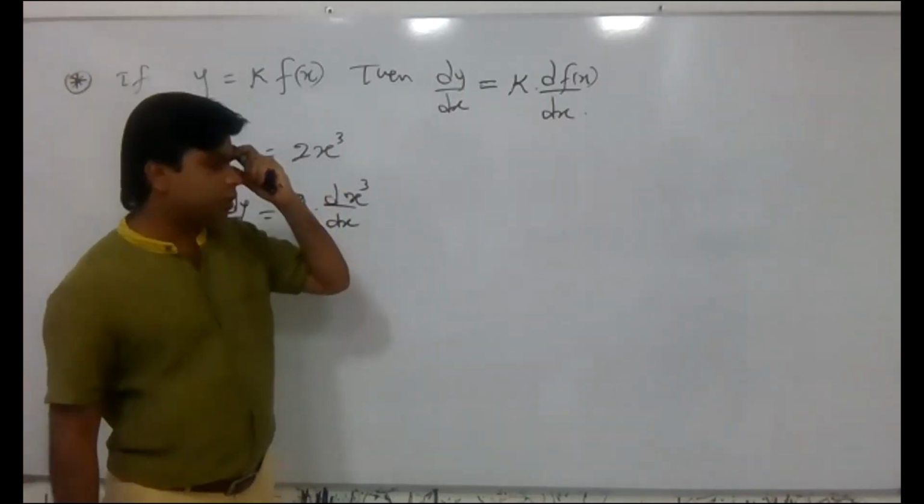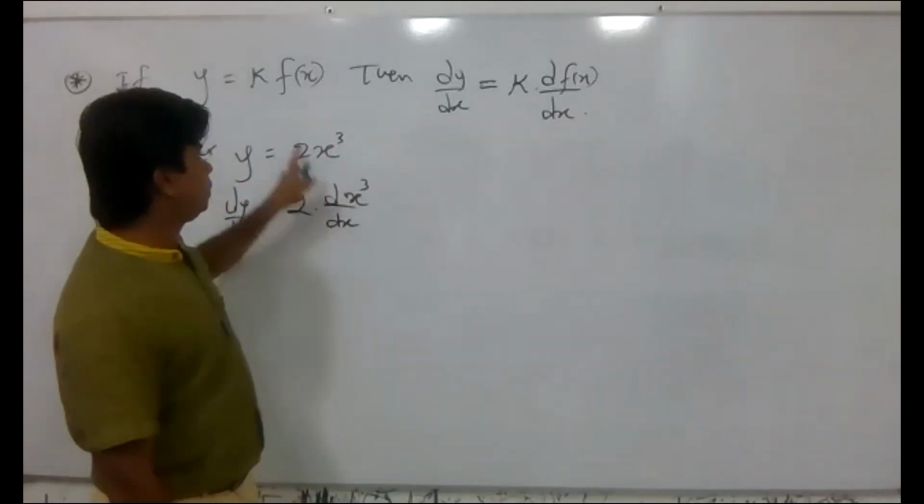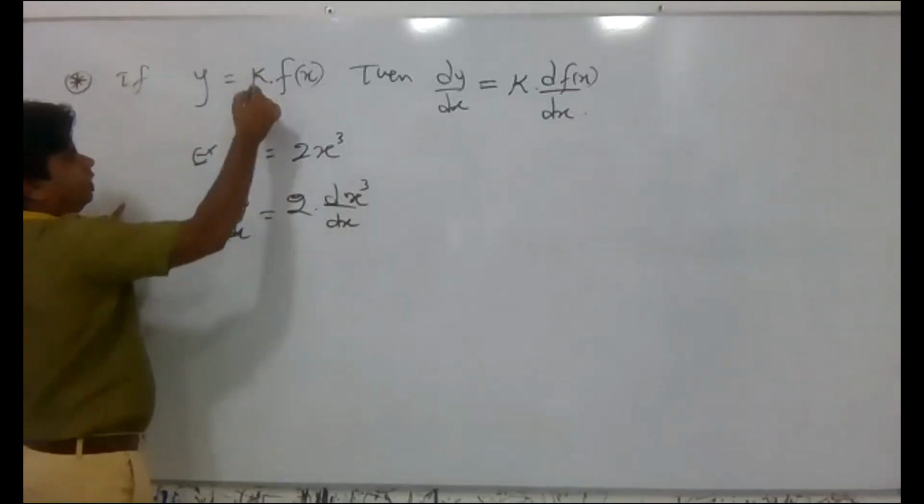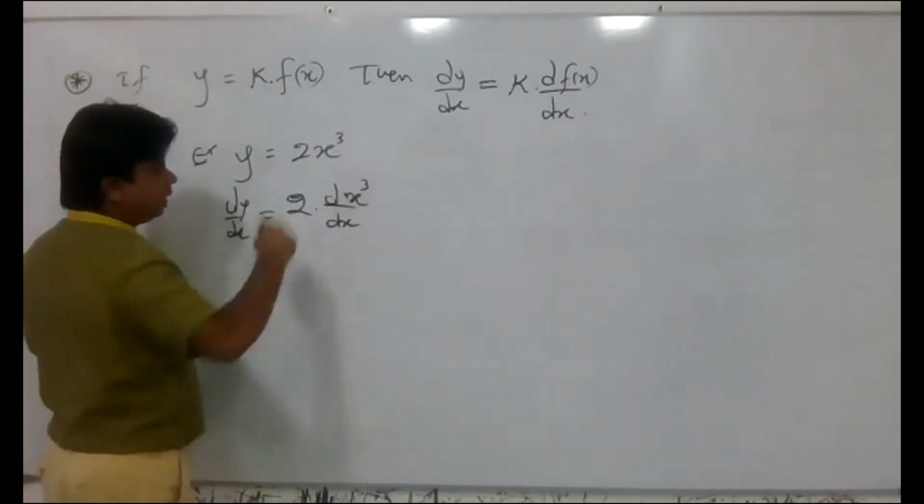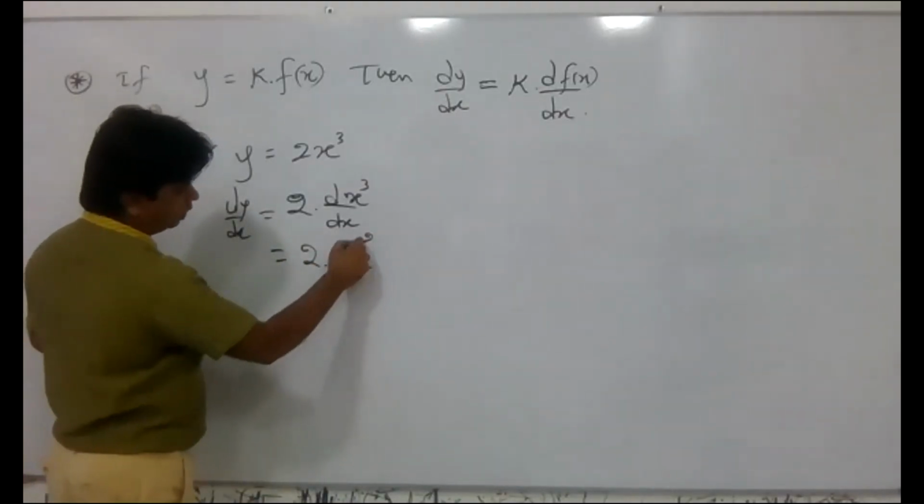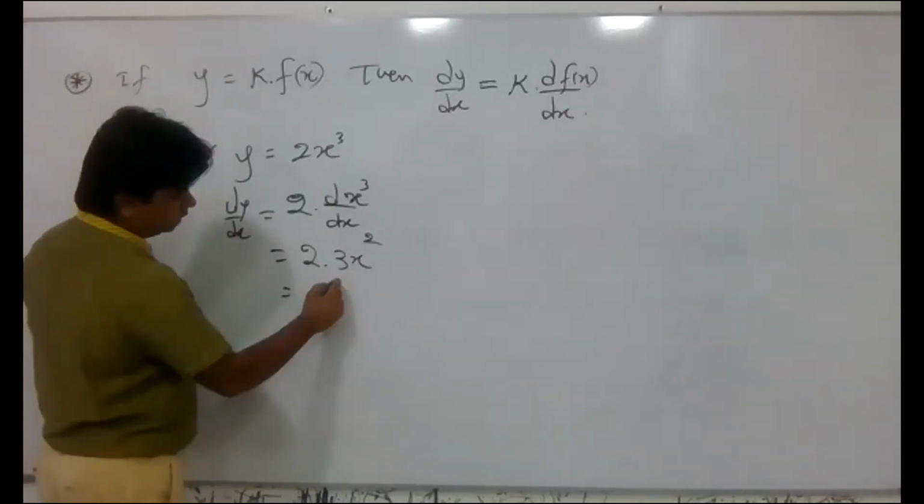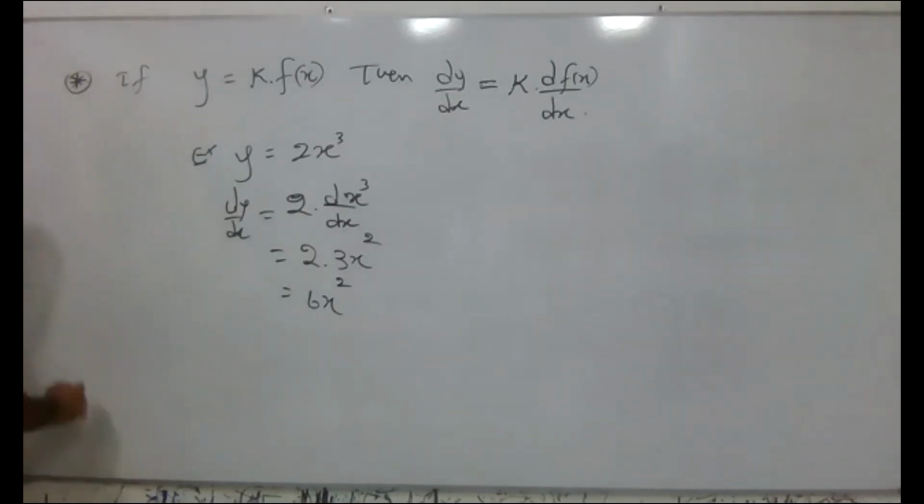Don't misunderstand, this constant is not alone. If a constant were alone, its differentiation is 0. But here, the constant is joined with the function by multiplication. So you can keep the constant and differentiate the function. Then you will have 2 into 3x squared, that means finally 6x squared. You can write like that. Take the example also.